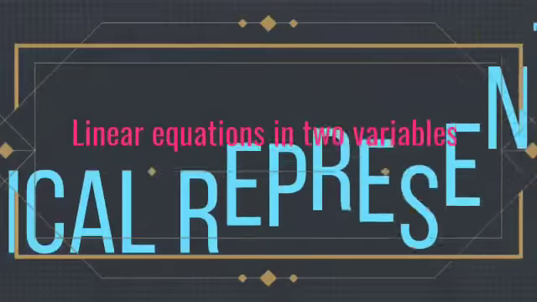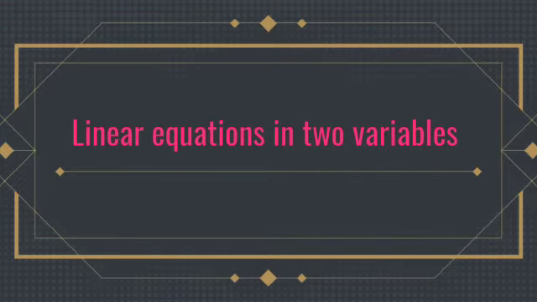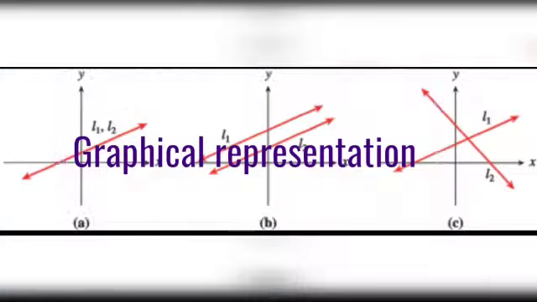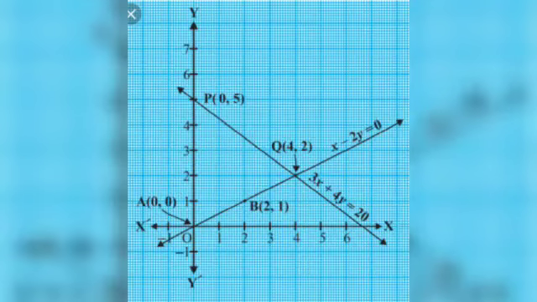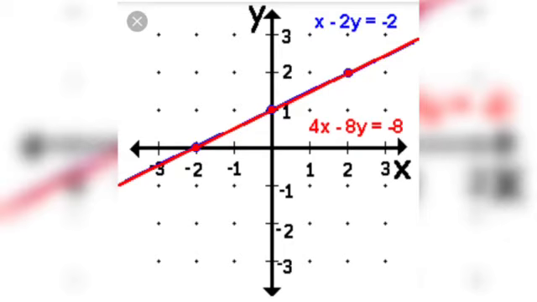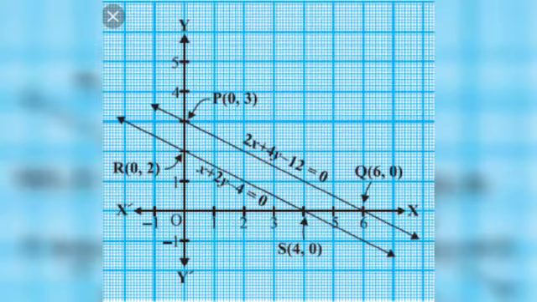Hi everyone, let us learn the graphical representation of linear equation in two variables. Graphical representation of a linear equation shows a straight line. When we consider a pair of linear equations, they may intersect at a point, or they may be coincident, or they are parallel to each other. So let us learn in detail.